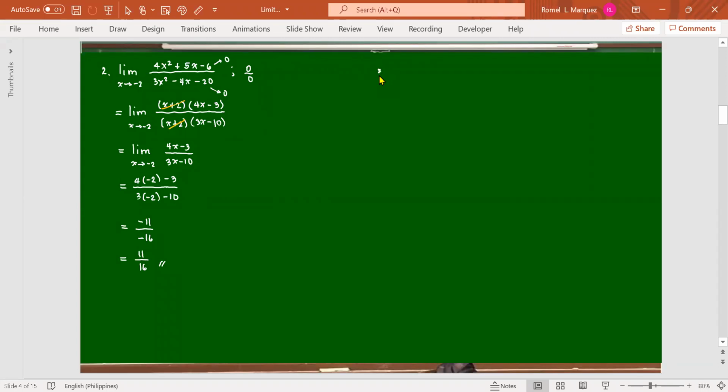Yes po. Okay. So number 3. For number 3, we have limit as x approaches 1 of this quotient x cubed plus 6x minus 7 all over 2x squared minus 5x plus 3. Okay?